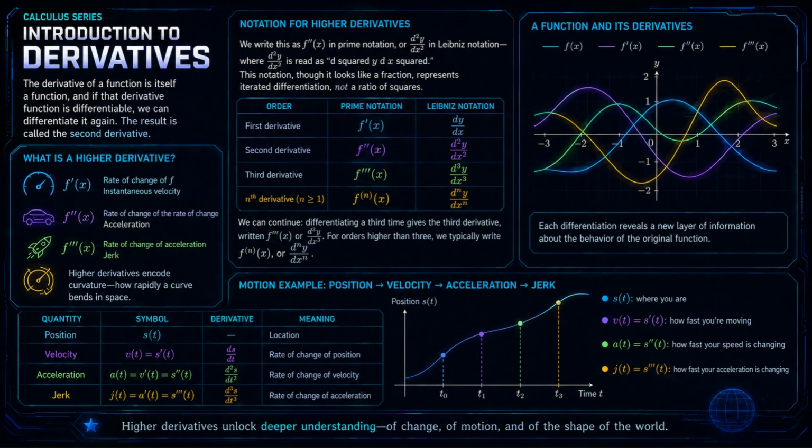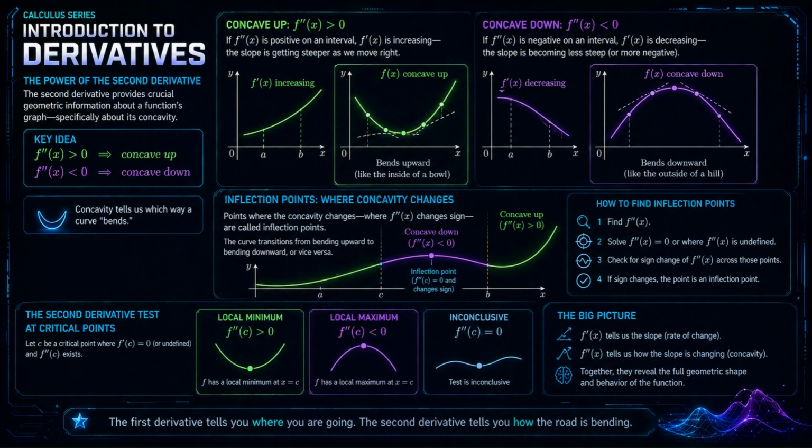Higher derivatives also encode curvature, which tells us how rapidly a curve bends in space. The second derivative provides crucial geometric information about a function's graph, specifically about its concavity. Concavity describes which way a curve bends. If the second derivative f double prime of x is positive on an interval, the first derivative f prime is increasing on that interval, meaning the slope is getting steeper as we move right. Geometrically, the curve is bending upward, like the inside of a bowl. We say the function is concave up on that interval.